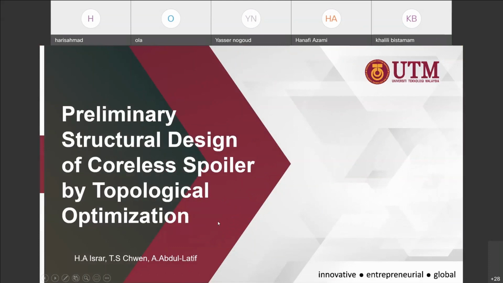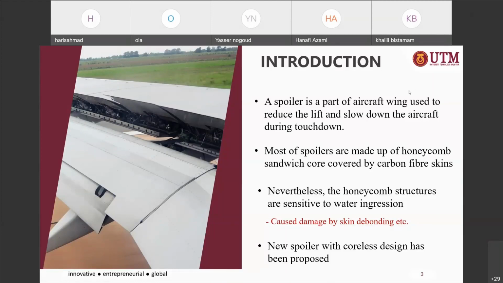Good afternoon. Today I would like to present one of our research projects in Aerolab, which is a preliminary structural design of a colorless spoiler by topological optimization, which was done a few years back. A spoiler is a part of the aircraft used to reduce the lift and to slow down the aircraft during touchdown. Most spoilers are made of a honeycomb sandwich core covered by carbon fiber skins.